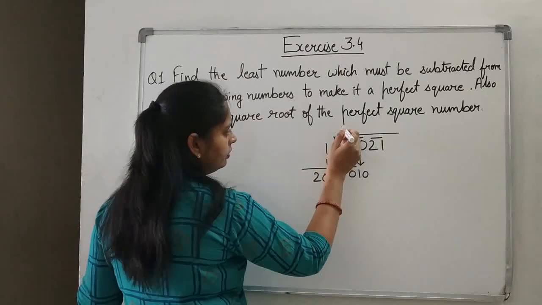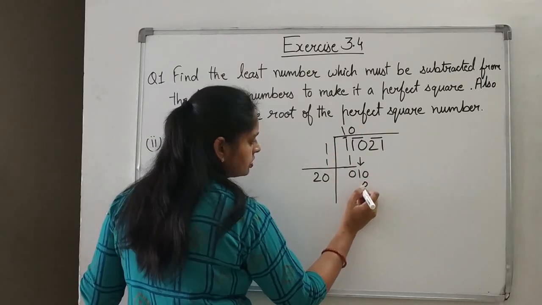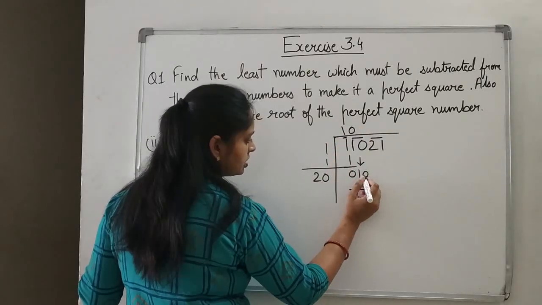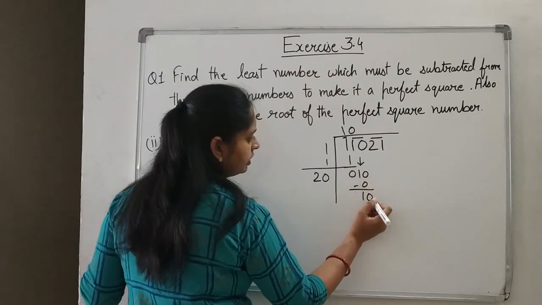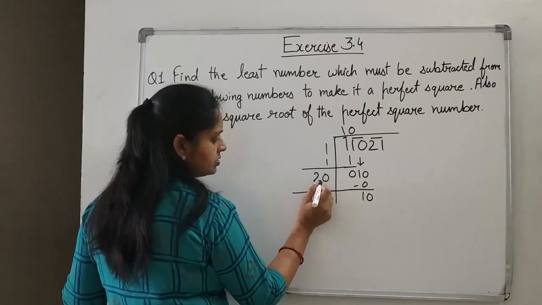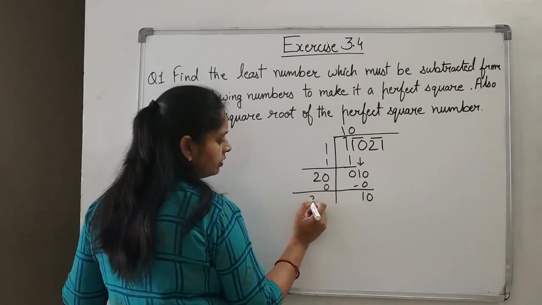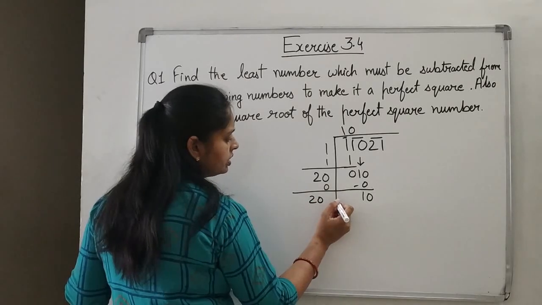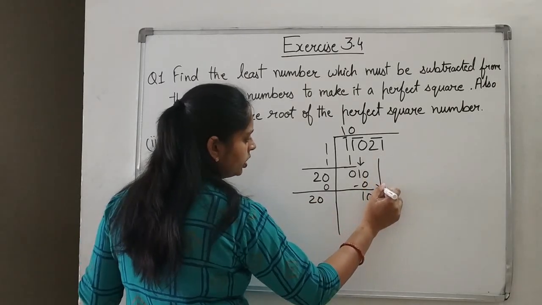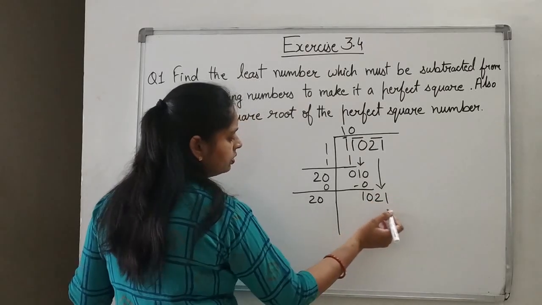Before 0, 1, what will come? 0. So 20 zeros is 0. Again we do the subtraction. 10 minus 0 is 10, right? And on this side 0 entry we have done, so we have to add 0 only. 20 plus 0 will give you 20 only, right? And here the next pair will come down again. What is the next pair? 21. 1021.